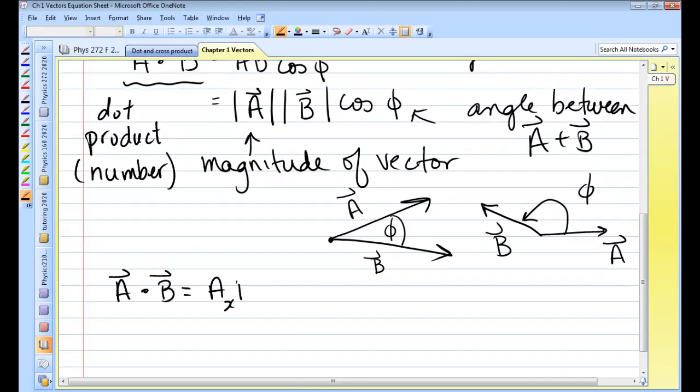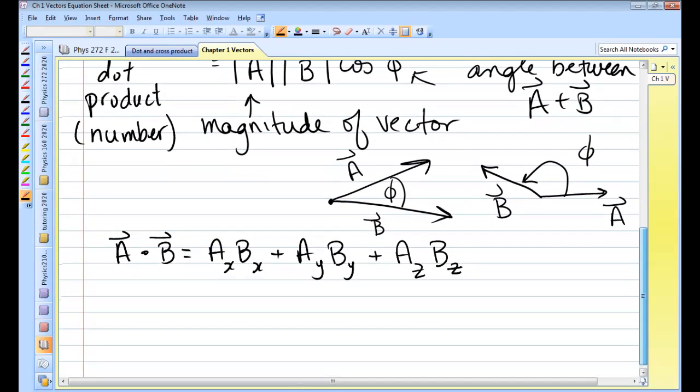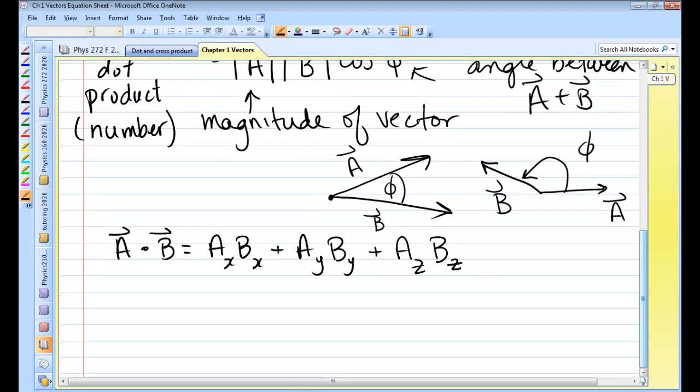So you take the product of the components of each vector. You just multiply these numbers together and then add them up. And that's how you get the number that is the dot product. Okay, and you'll be asked to do some examples of using those equations in your next assignment.